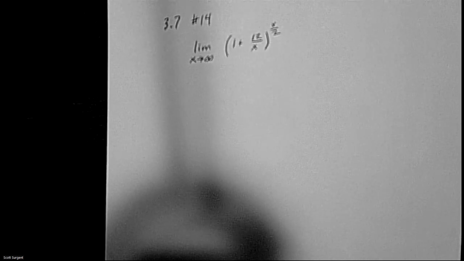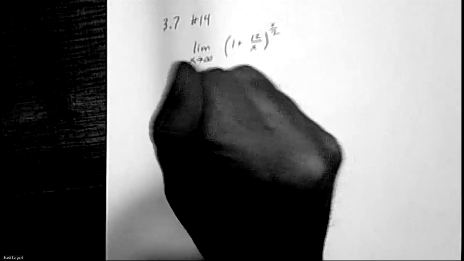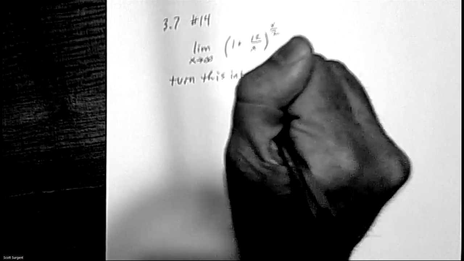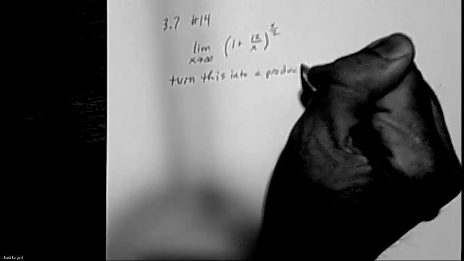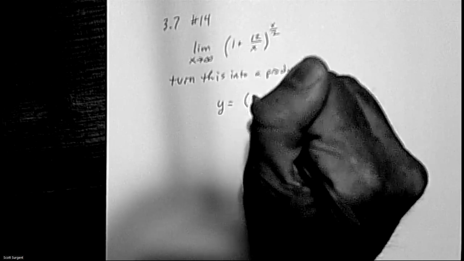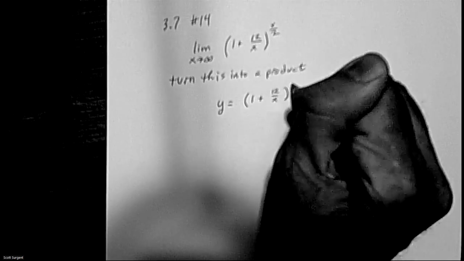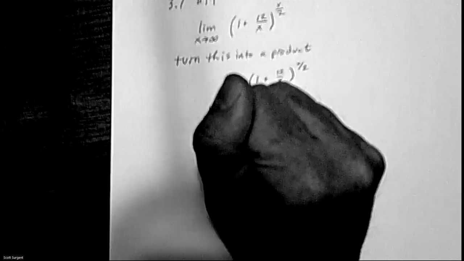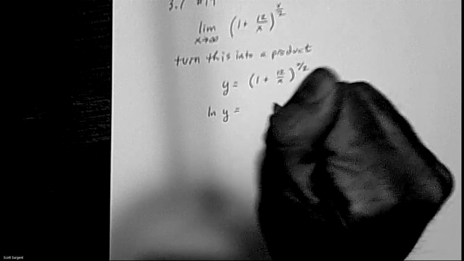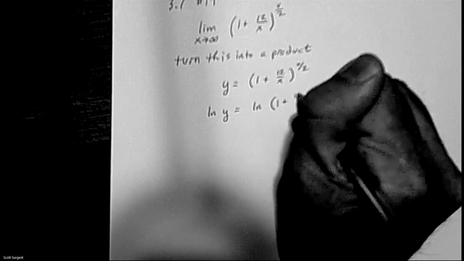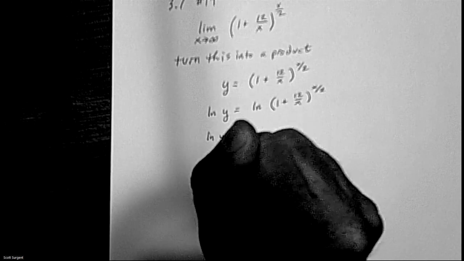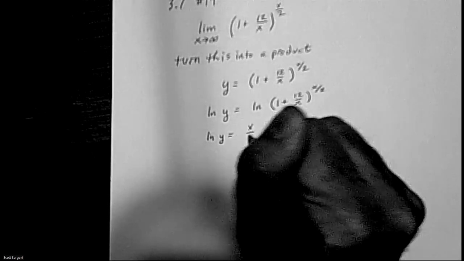you've got to turn it into a product. So what I'm going to do here is temporarily call it y equals (1 plus 12 over x) quantity to the x over 2. And now I'm going to use the magic of logarithms. I take ln of both sides. And the cool thing about that is that the x over 2 comes down in front.